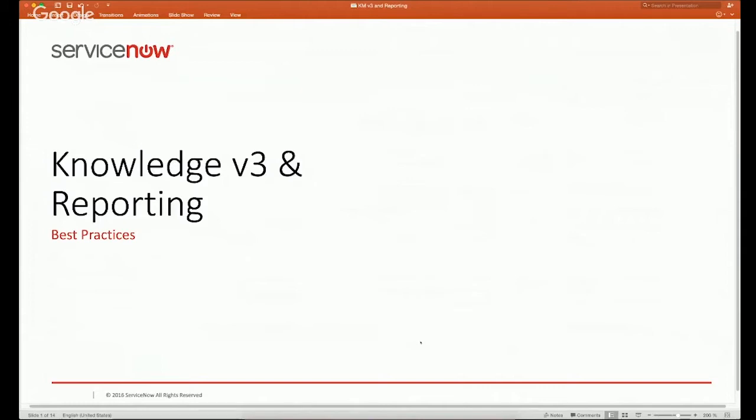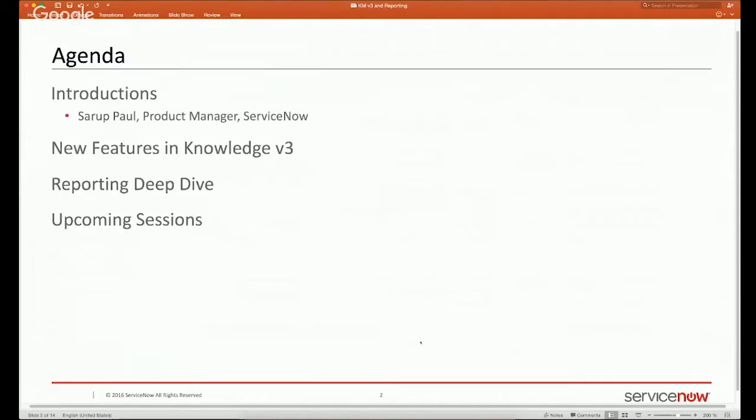Today, we are going to cover reporting best practices, but before that, we'll also do a little bit of recap on Knowledge V3. So the agenda today, we'll talk about what new features we have in Knowledge V3, deep dive on reporting, talk a little bit about upcoming sessions. By the way, this is Sarup Paul again. I am the product manager for knowledge management here at ServiceNow. So let's jump in.